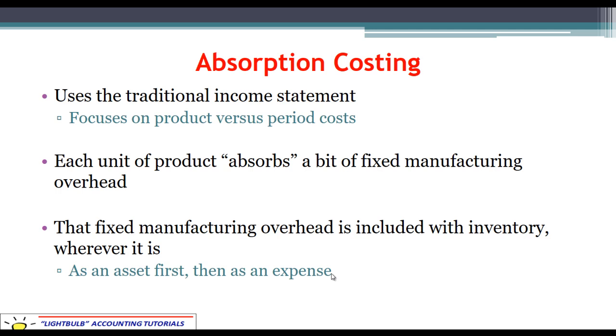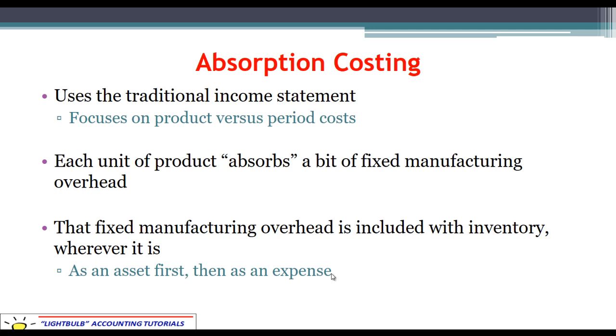Again, as I said earlier, each unit of production absorbs a bit of that fixed manufacturing overhead. We try to allocate a bit of that out. We calculate a predetermined overhead rate, and every unit gets maybe $2 or $3 of overhead. Now, because that is considered a product cost, that fixed manufacturing overhead gets included with the inventory wherever that inventory is reported at the time. So if the inventory has not yet been sold, it's considered an asset. Therefore, we have a lot of that fixed overhead stuck as an asset.